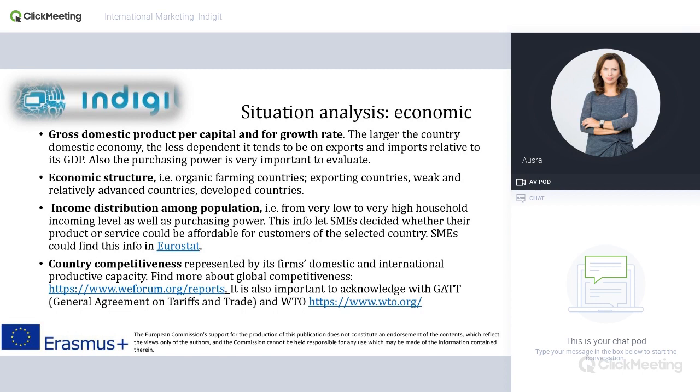The country's competitiveness is also very important, and it is represented by its firms' domestic and international productive capacity. You can find more about global competitiveness in World Economic Forum reports. It's also important to become acquainted with General Agreement on Tariffs and Trade and World Trade Organization documents.